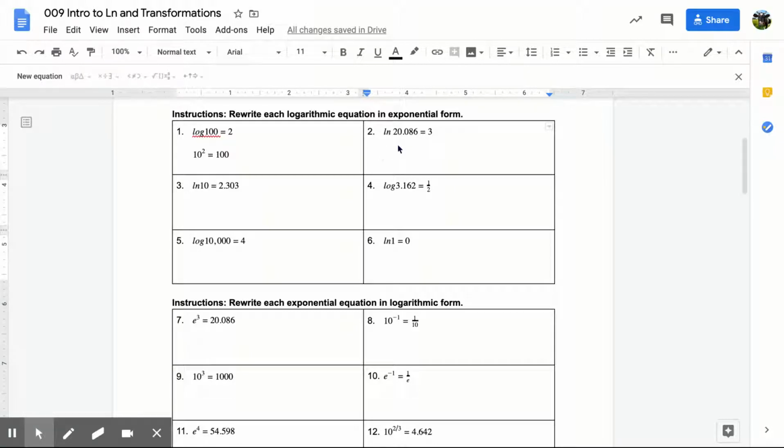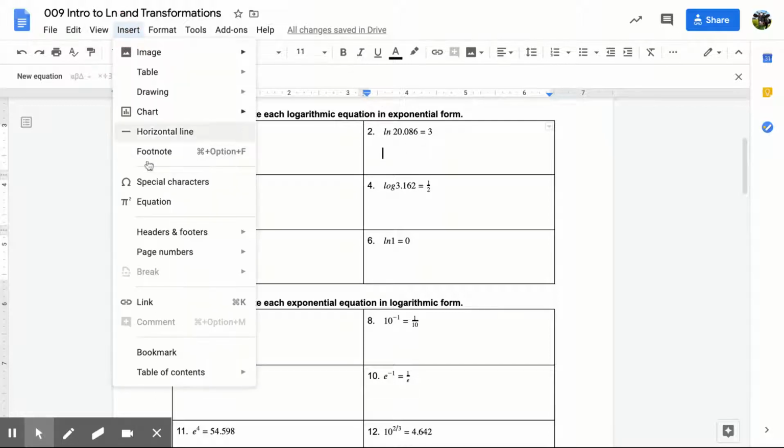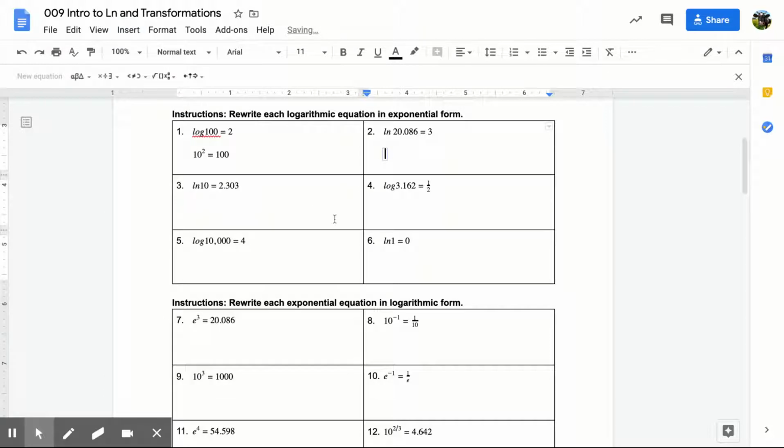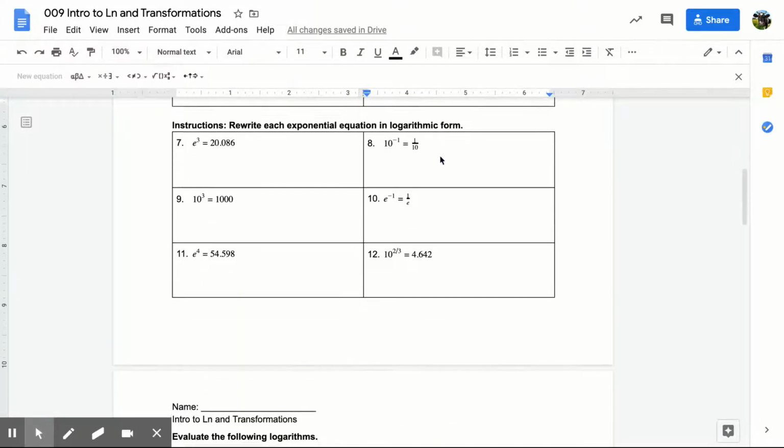So if I want to rewrite this logarithm in exponential form, I'm going to use this time the letter E instead of 10. So I'll have E equals 20.086, and again, the number by itself, that 3, is my exponent. So I have e to the third, or about 2.7 to the third, equals 20.086. Okay? Now I can also go backwards.